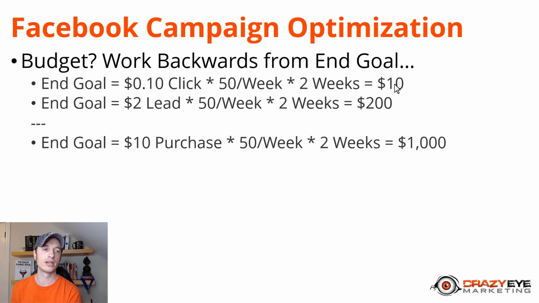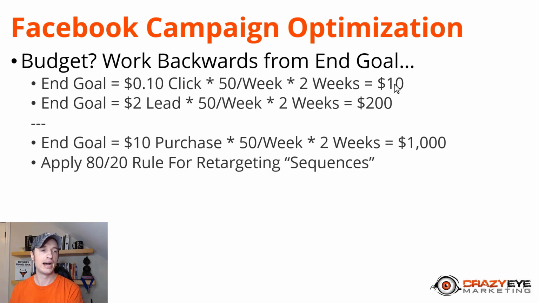Now, let's say that we want to go with $10 per purchase times 50 purchases per week times 2 weeks. We need to set aside $1,000 for this campaign. Now, as you're setting up your campaign, that's for your entire end goal. So I want purchases. $10 per purchase is my end goal, but I'm going to have several sequences of traffic, right? I might have some cold traffic, some warmer traffic, and then I might have leads or something like that.